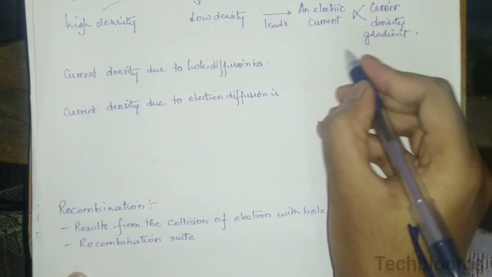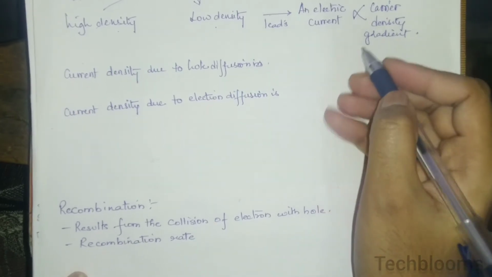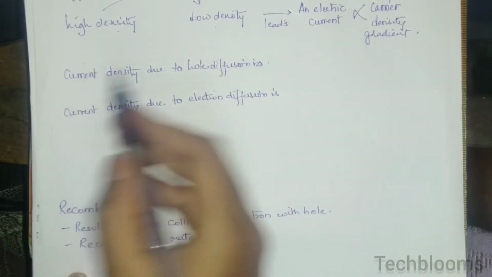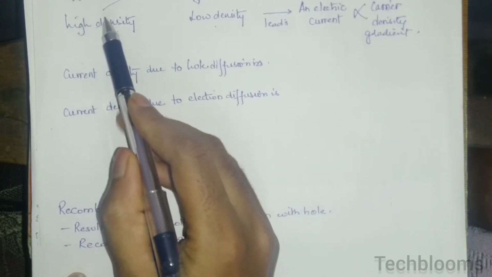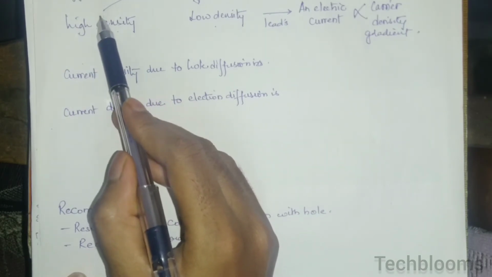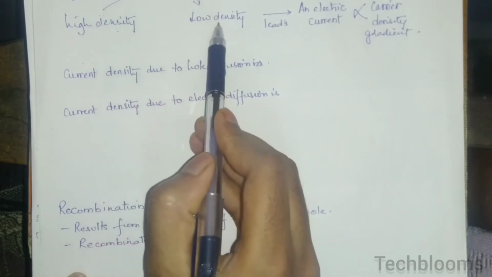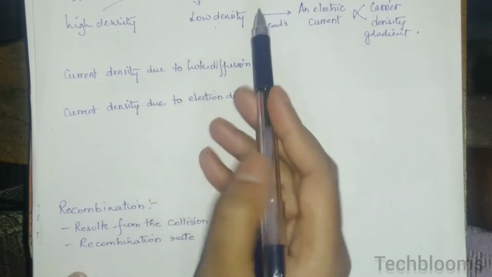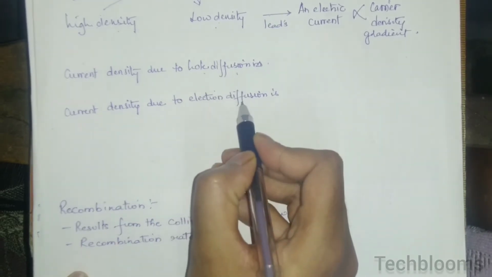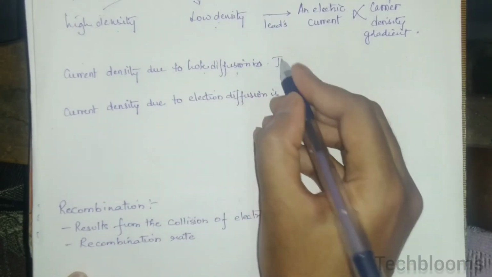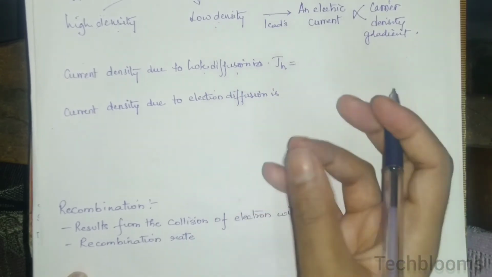Let's see what is carrier density gradient for electron as well as the hole. Now we have seen what is the diffusion. It's a gradual flow of charges from a region of high density to a region of low density. So now we'll see what is the current density due to hole diffusion as well as the electron diffusion. Now what is due to hole diffusion? What will be the current density?